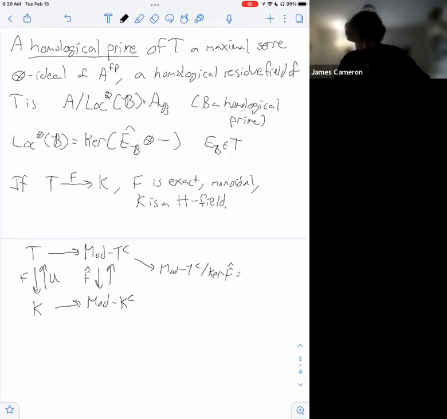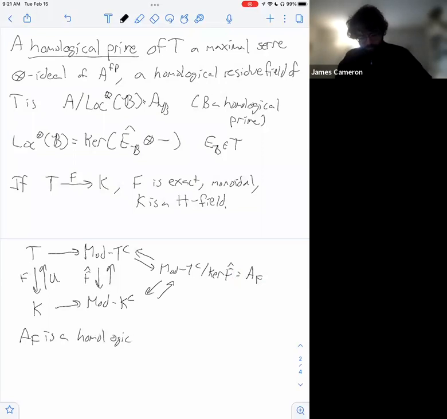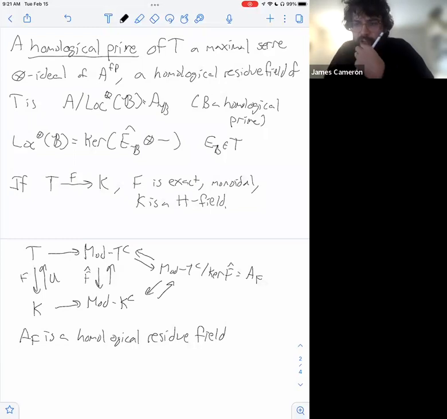And this is, let's call this A sub F. There's an induced map there with adjunctions. And it's proved, this is essentially in the work of Balmer, Krause, and Stevenson, that this category here is a homological residue field. So this is a way of getting a homological residue field out of a tensor triangulated field.